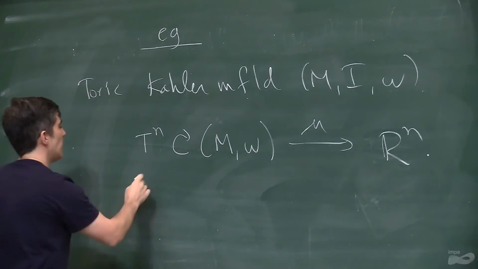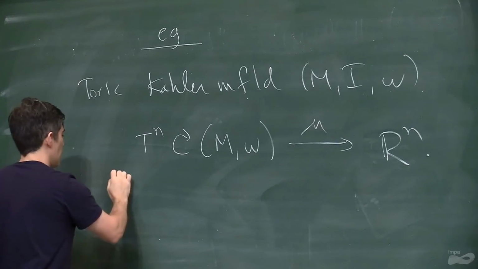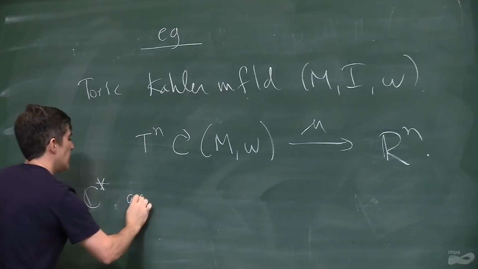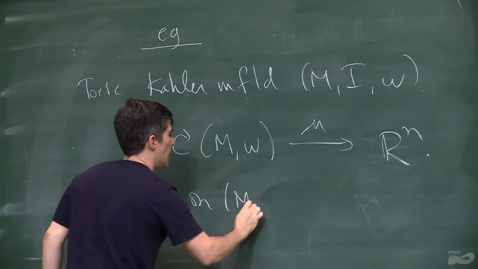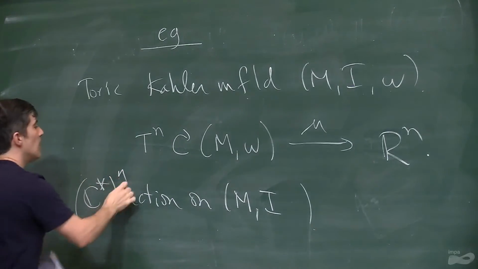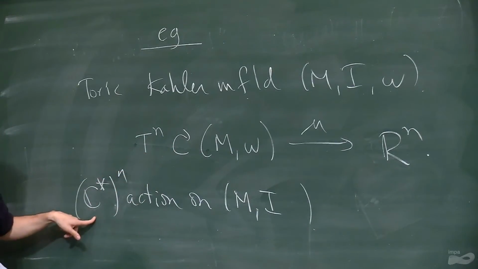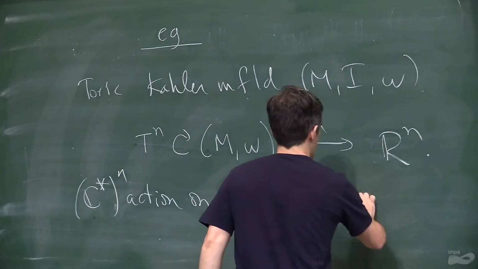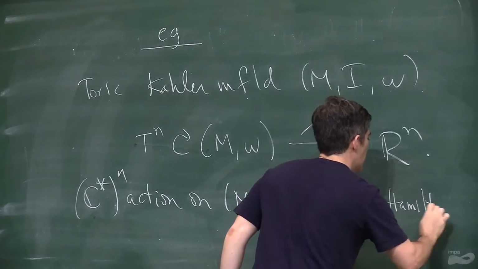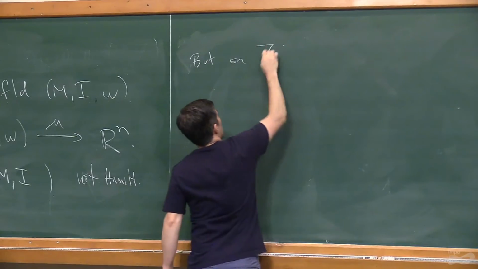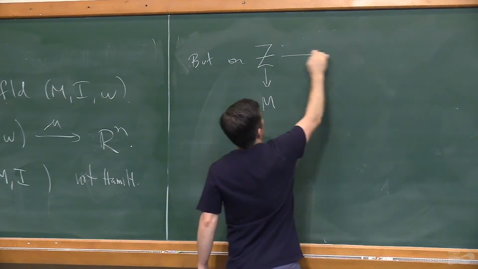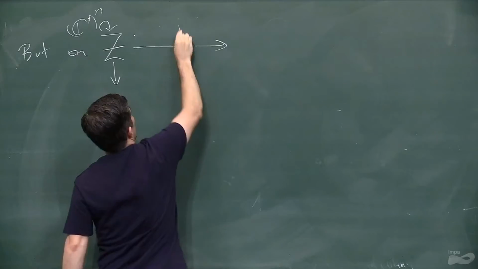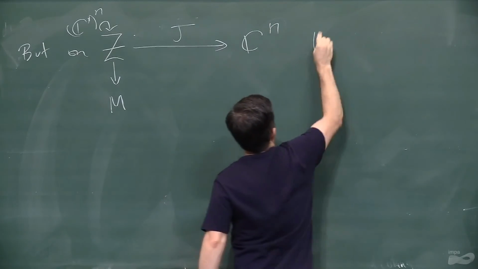Okay, and the point is that this twisted cotangent bundle, so there is a C star action on M. This torus action complexifies to a toric variety structure. So it becomes a complex torus action. But this is not Hamiltonian. Okay, but on Z, the (C star)^n action becomes Hamiltonian. It is Hamiltonian.